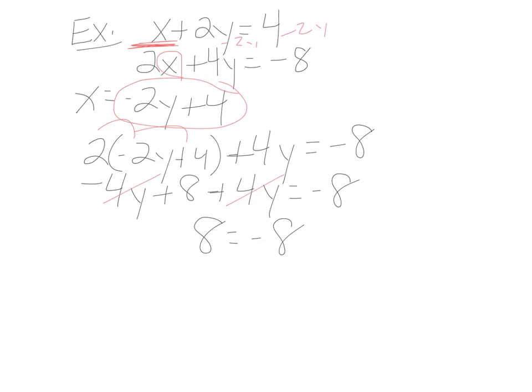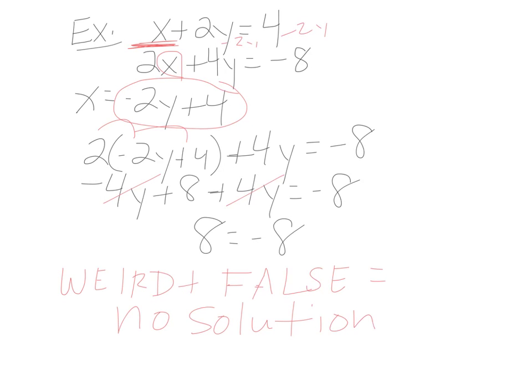In general, if you get something weird and it's false, 8 does not equal negative 8, then there is no solution. So if you get something weird and it's false, the answer is no solution.